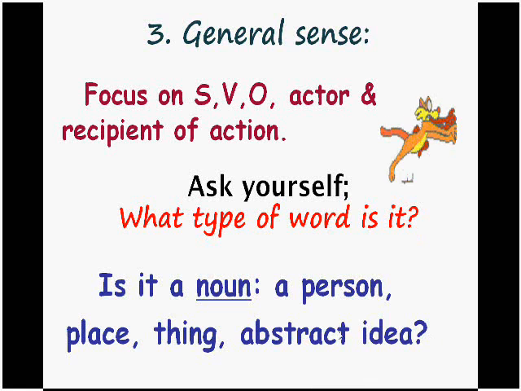So what type of word is it? Is it a noun? If it is a noun, then it talks about a person, a place, a thing, or an abstract idea. When we say abstract ideas, like let's say shopping or traveling, this is an abstract idea.